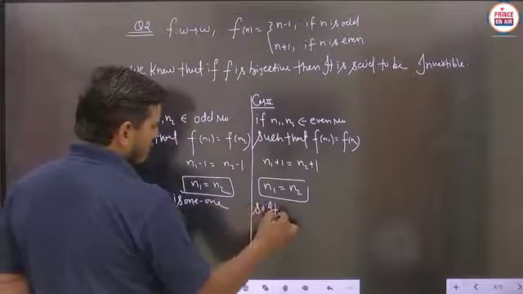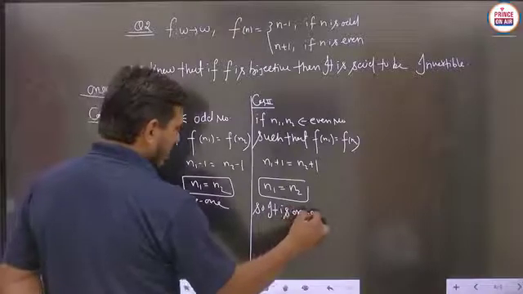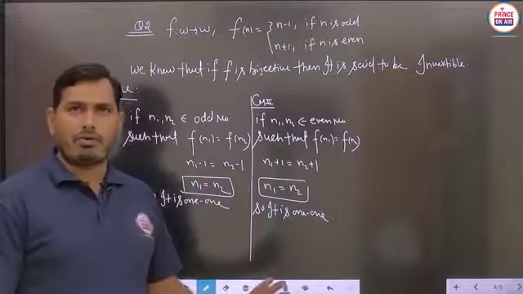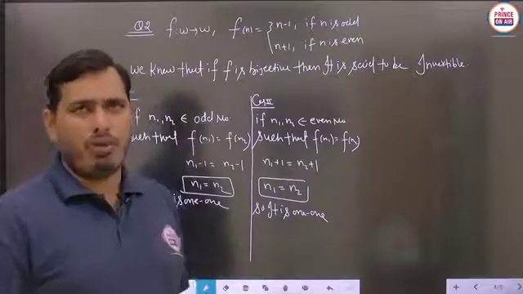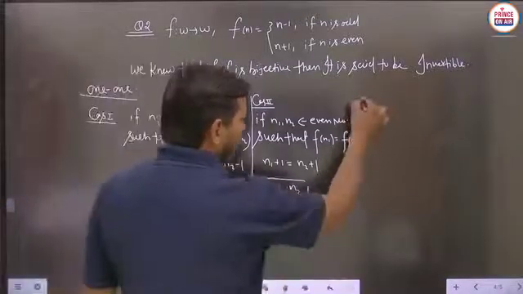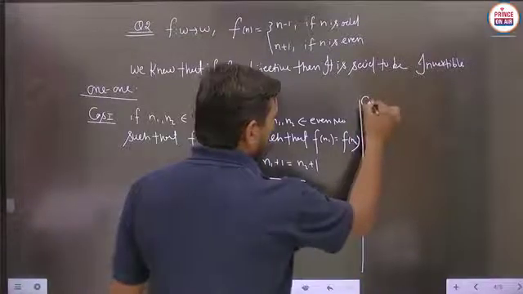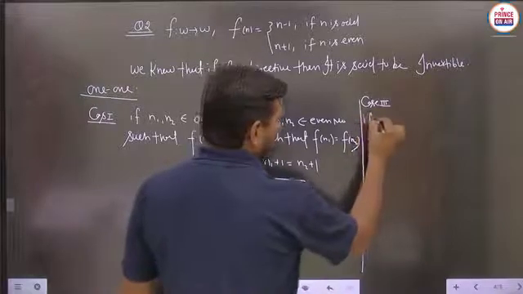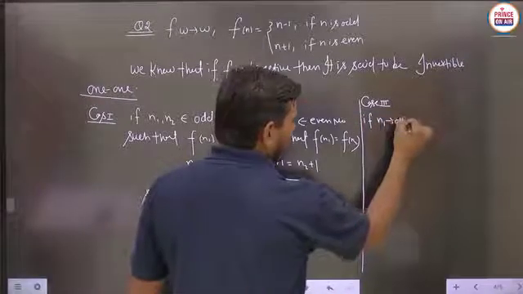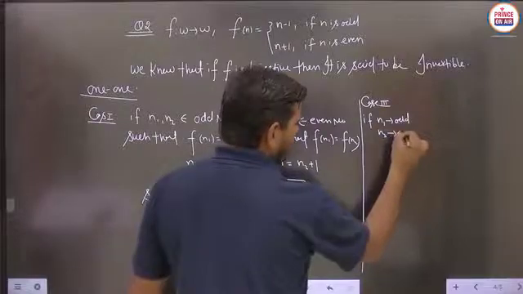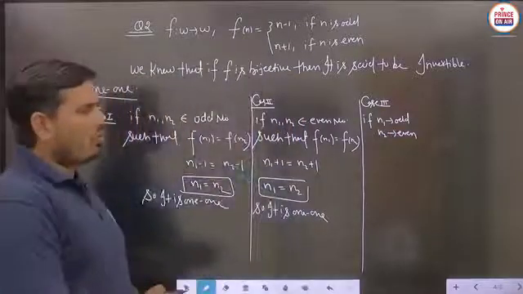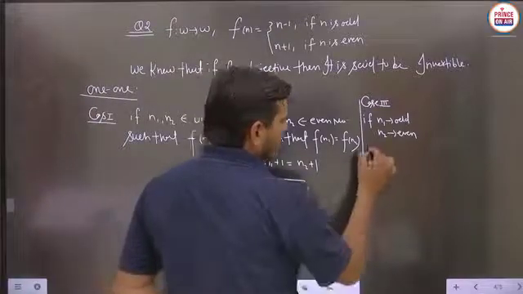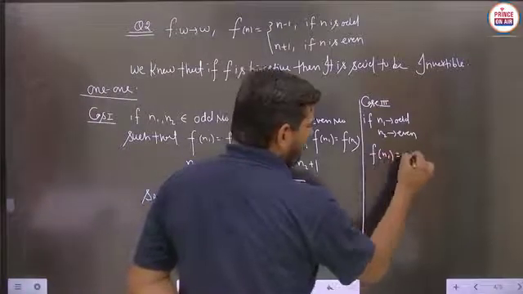So it is one-one in both the cases. And if this function is found to be one-one in each and every case, then definitely it is said to be a proper one-one function. Now the third case we are taking. The third case is very important. In the third case, n1 is odd and n2 is even. Suppose we take n1 as an odd number and n2 as an even number from the whole numbers, such that f of n1 equals f of n2.